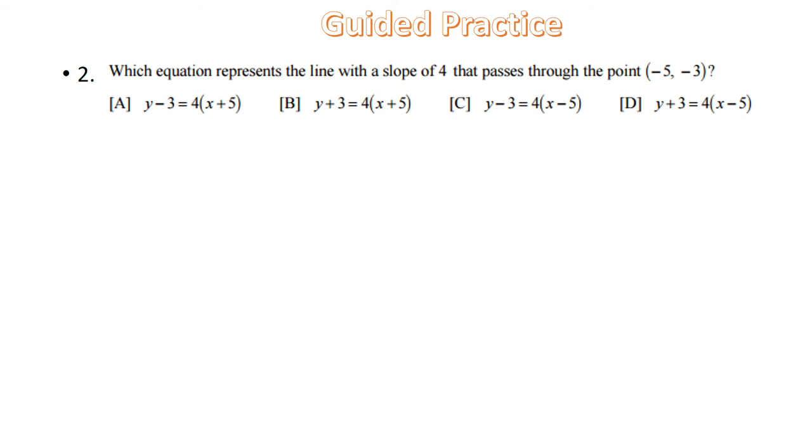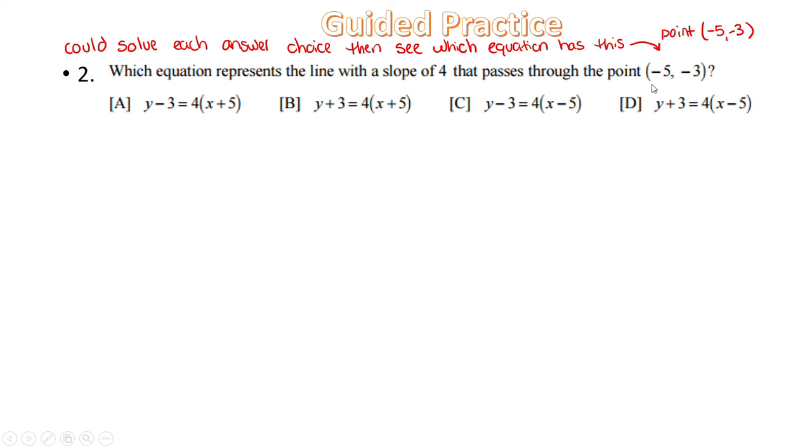Harder questions. This time, we're asked to find an equation again. This time we're given a slope of 4, and we're passing through the point -5, -3. Now, you cannot use stat for this problem because we did not get 2 points. So what we need to do is solve each answer choice and then see if it passes through this point. I'm actually going to show you another way as well, but most likely you're going to want to solve each answer choice.